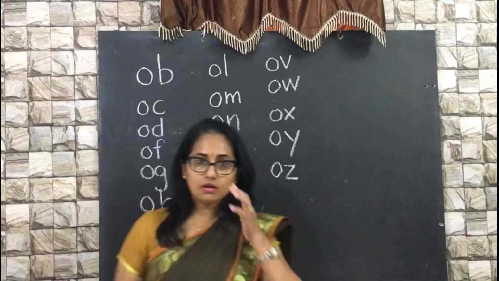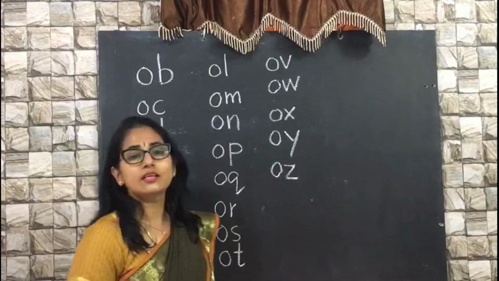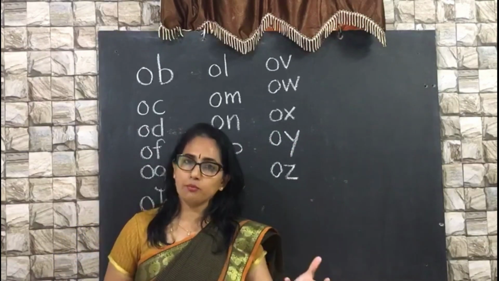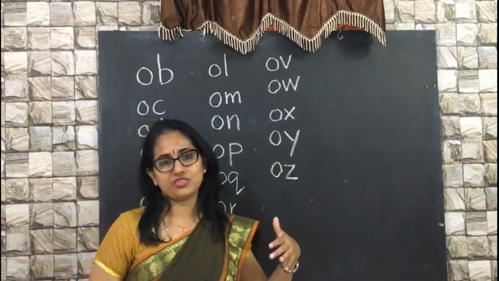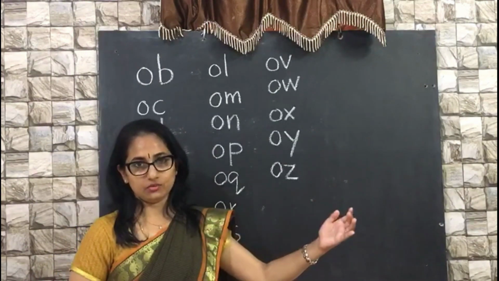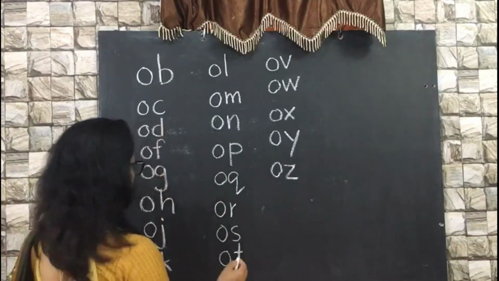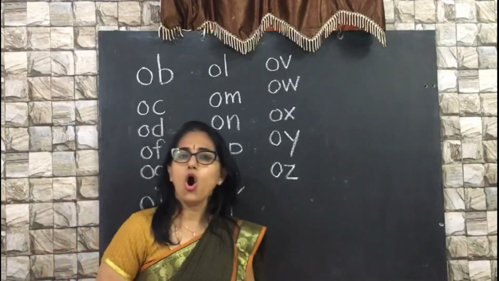Clear? Now let me show you how to join a consonant along with these combinations. I'm going to use very few combinations because by this time I'm sure your child would have started reading together, right? So let me take all of them. The first one is ought words.